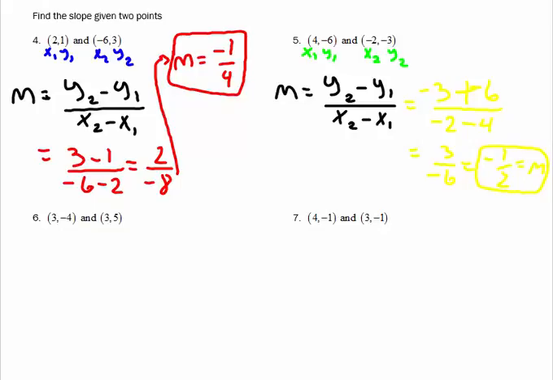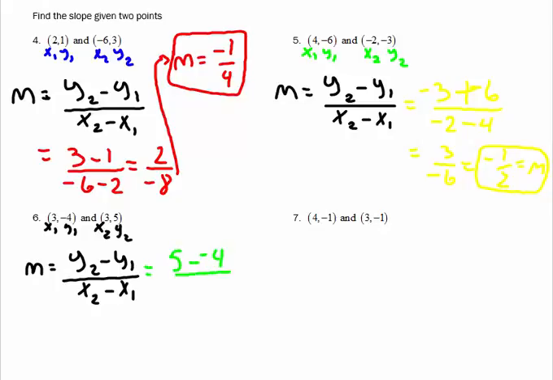Number 6. We'll start off the same way. Label this as x1, y1 and x2, y2. We'll write our formula one more time. So y2 minus y1 over x2 minus x1. Plugging in our values, we have a 5 minus a negative 4 all over 3 minus 3. So on top we end up with 5 plus 4, which is 9, and 3 minus 3 is 0.